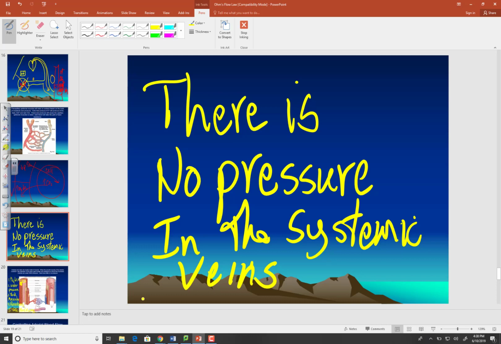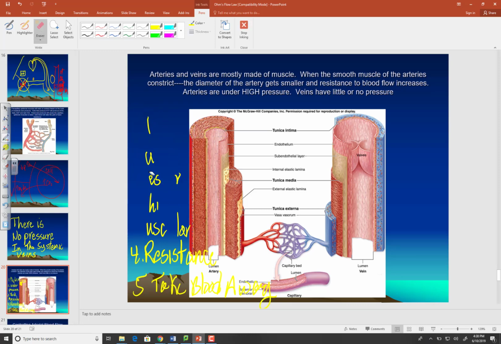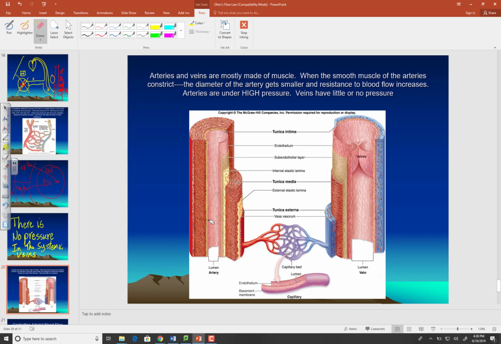So on a test, if I were to ask you, is there any pressure in the systemic veins? You would immediately say no. Now, watch. Form and function. The body does stuff that makes sense. So if we look, systemic arteries carry oxygenated blood, high in oxygen, low in carbon dioxide, under pressure, thick muscular wall. They take blood away from the heart.